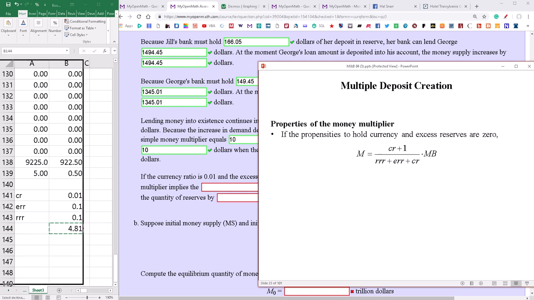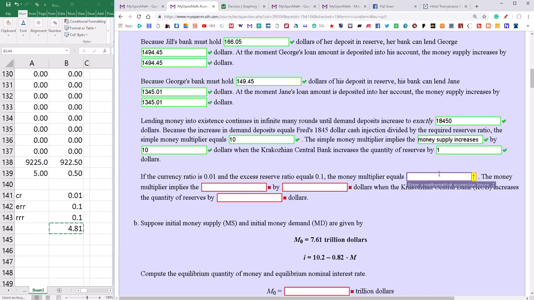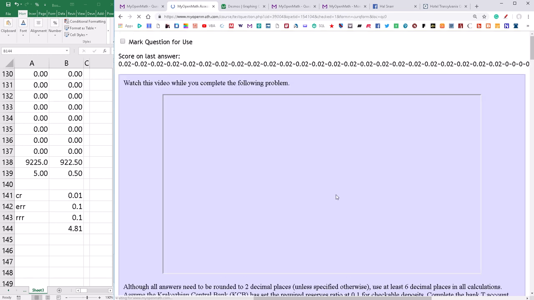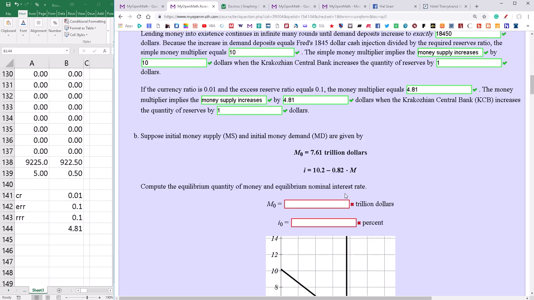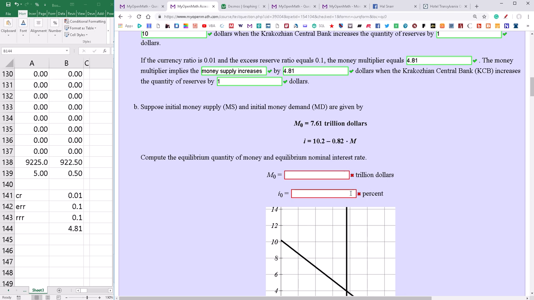Let me set the notes aside. Okay. The money multiplier implies the money supply increases by this amount, 4.81, when the Central Bank increases the quantity of reserves of its banks by 1. Let's go ahead and enter and see if we got the correct answers. And we did, okay? Now we're going to move into the money supply, money demand model that we introduced a while ago. Okay, and we're going to see how this all works.